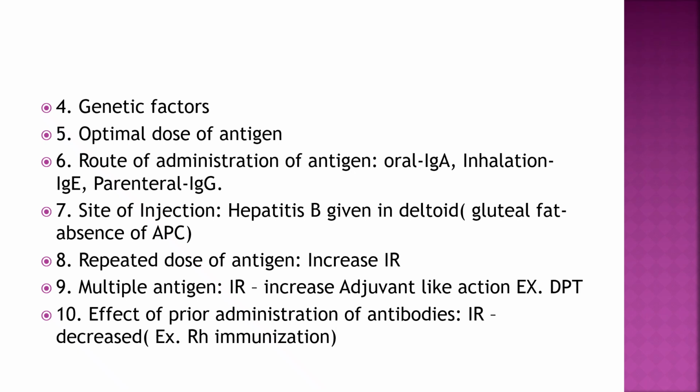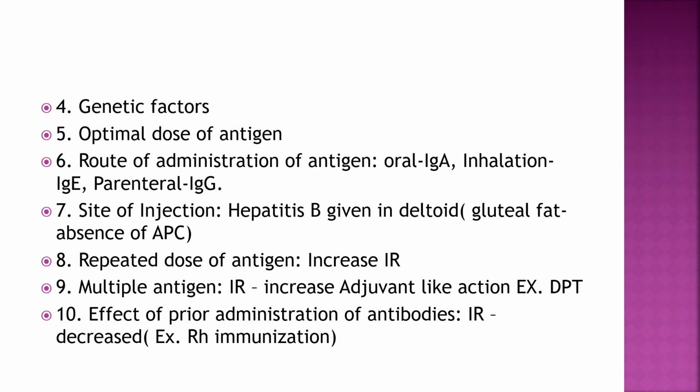Then site of injection. Hepatitis B injection should be given in the deltoid region because gluteal fat is there, and in that, antigen processing cells, APC, are absent. So hepatitis B injection should be given in the deltoid region. So site of injection is an important factor.